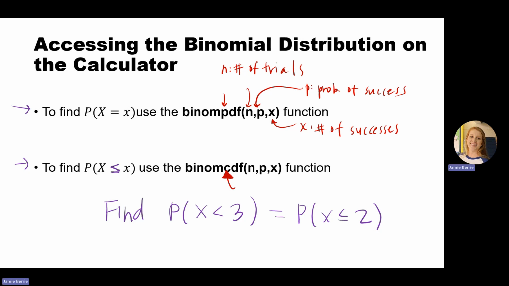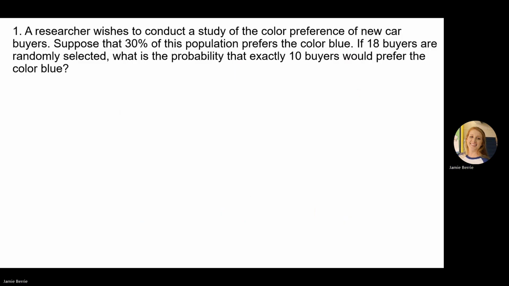Okay, let's look at an example. A researcher wishes to conduct a study of the color preference of new car buyers. Suppose that 30% of this population prefers the color blue. So they're saying 30% of car buyers prefer to buy a blue car. If 18 buyers are randomly selected, what's the probability that exactly 10 buyers would prefer the color blue? So we've got everything we need right here to calculate this probability.